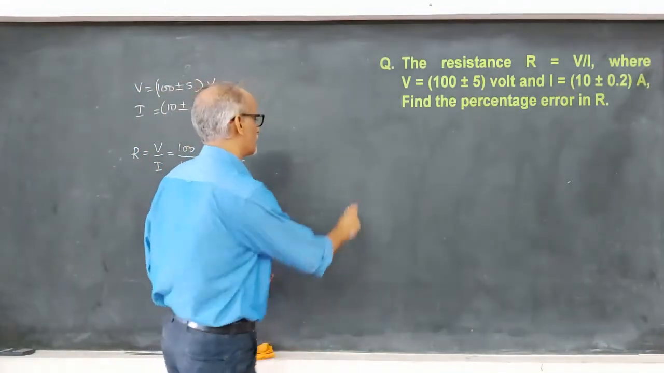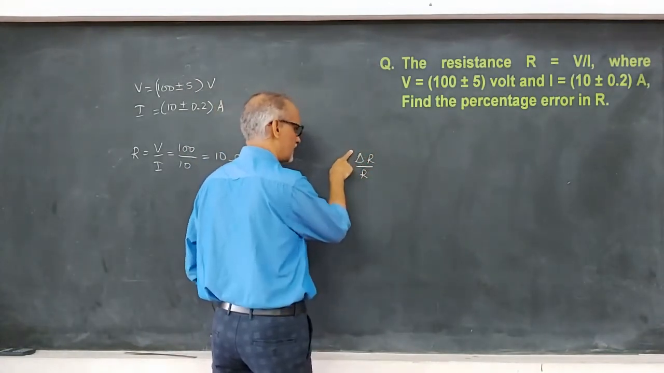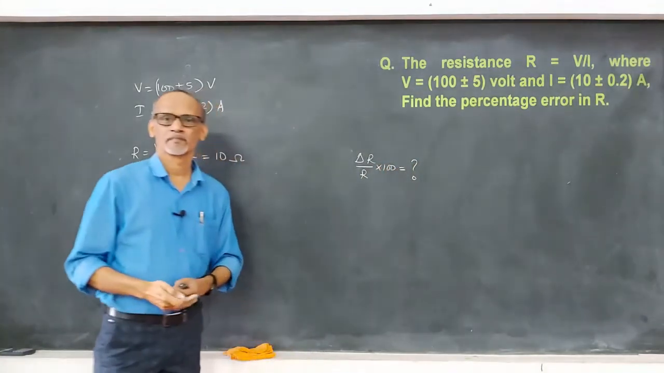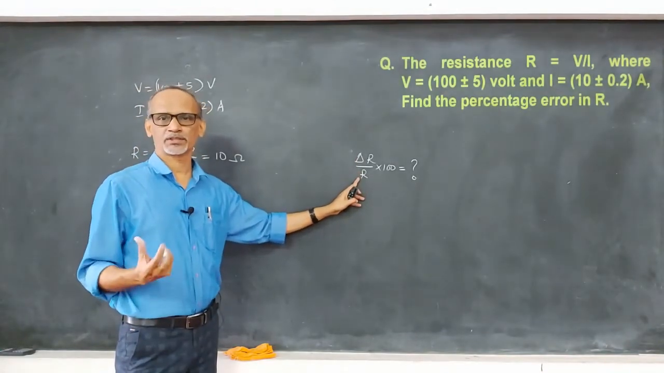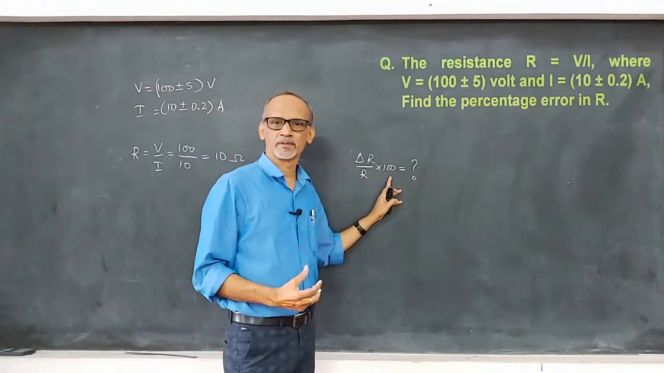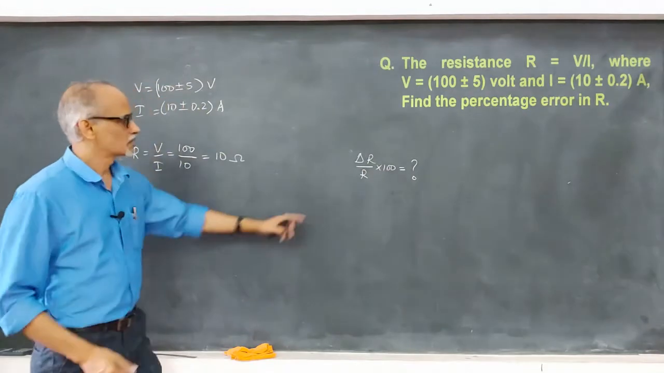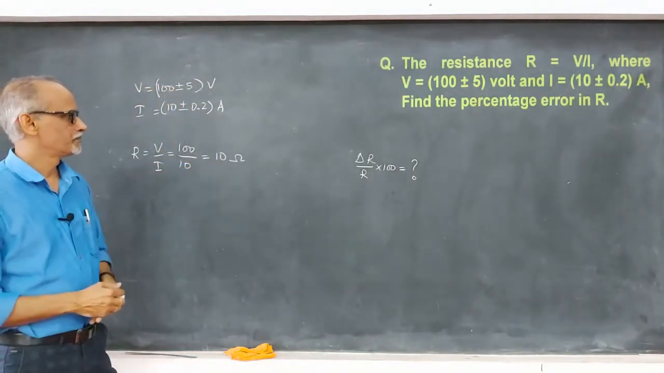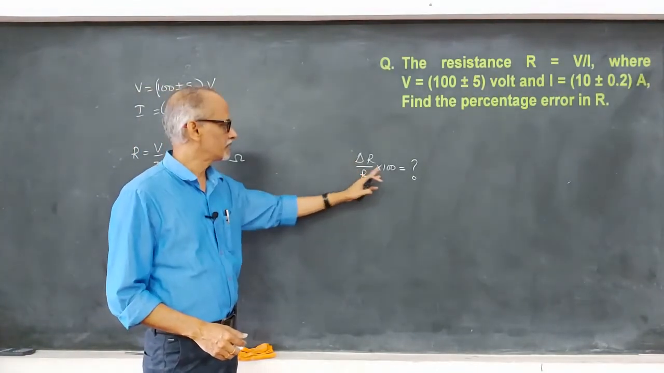What do you mean by percentage error? Percentage error is nothing but delta R by R into 100. This is what we have to calculate. Delta R by R gives you the fractional error, the relative error. Relative error expressed in terms of percentage is called percentage error. That's what we need to calculate. So we have found R here, and now we have to find delta R by R and then multiply by 100.